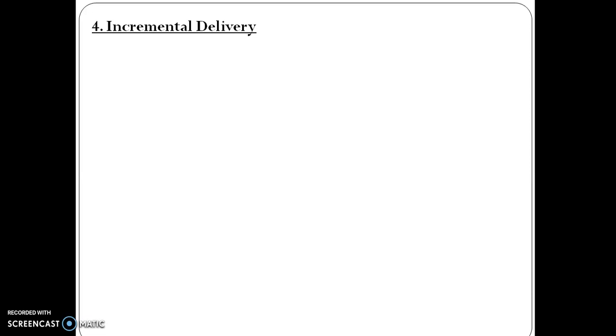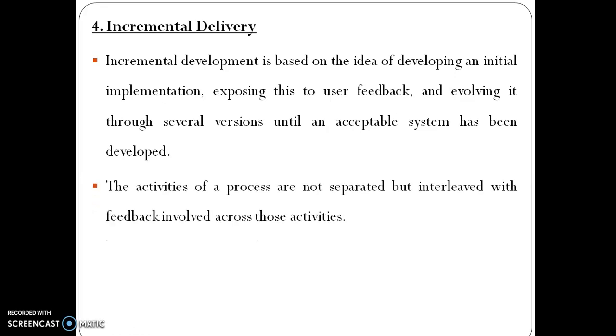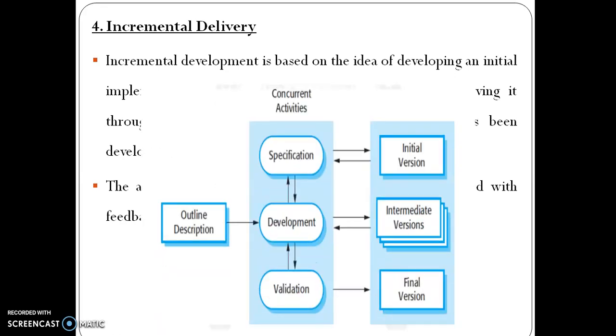Then fourth is incremental delivery. Incremental development is based on the idea of developing an initial implementation, exposing this to user feedback, and evolving it through several versions until an acceptable system can be developed. The activities of a process are not separated but interleaved with feedback involved across those activities. Concurrent activities: specification, development, validation, initial version, intermediate versions, final versions, and outline description.